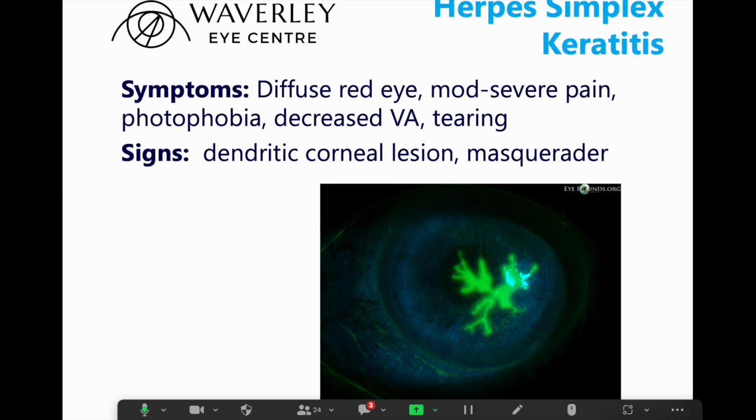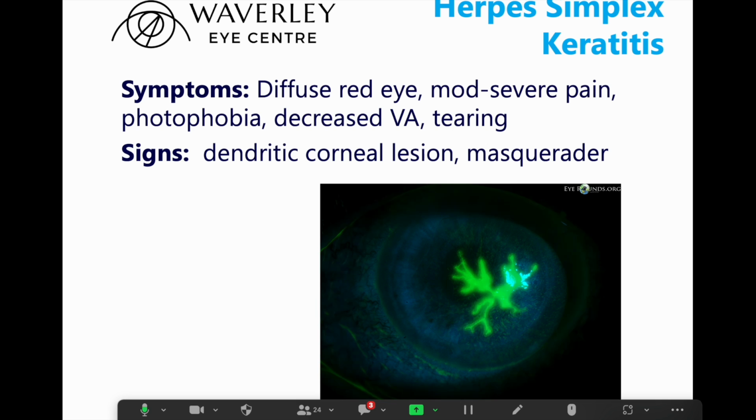So let's talk about other keratitises or inflammations or infections of the cornea. Another one that you might come across is a herpes simplex or a herpetic lesion of the cornea. This patient's also going to come in with a diffuse red eye. They're going to have moderate to severe pain. They're going to have sensitivity to light, all because the cornea is inflamed. They're going to have reduced vision, probably a really watery eye, not so mucousy.